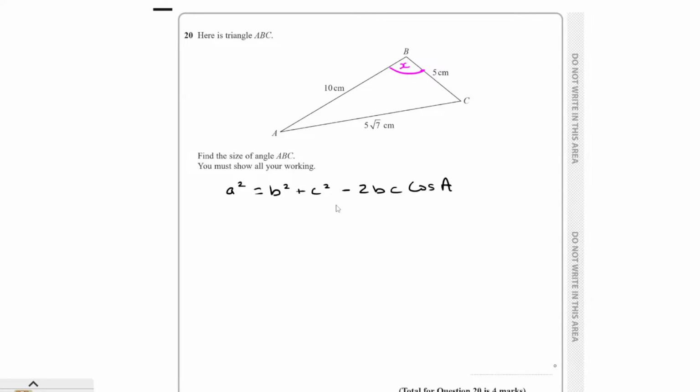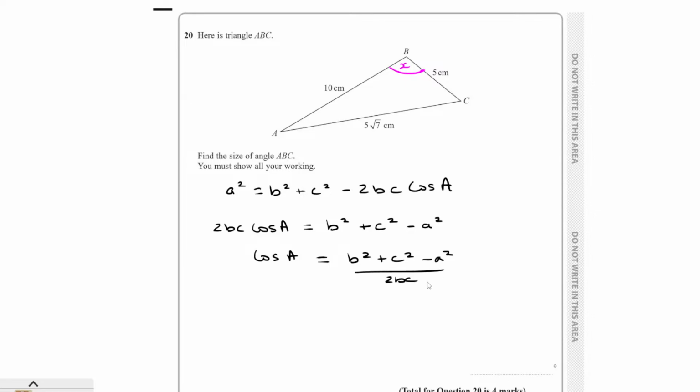So what I do to rearrange is I add the 2bc cos a to make it positive, because obviously I want positive cos a ultimately. Cos a. And then I subtract a squared, so I effectively swap them. The b squared, c squared can stay where it is. Minus a squared, and then just divide by 2bc to get rid of that from the left. So you get b squared plus c squared minus a squared over 2bc. So that's the formula I'm going to use.